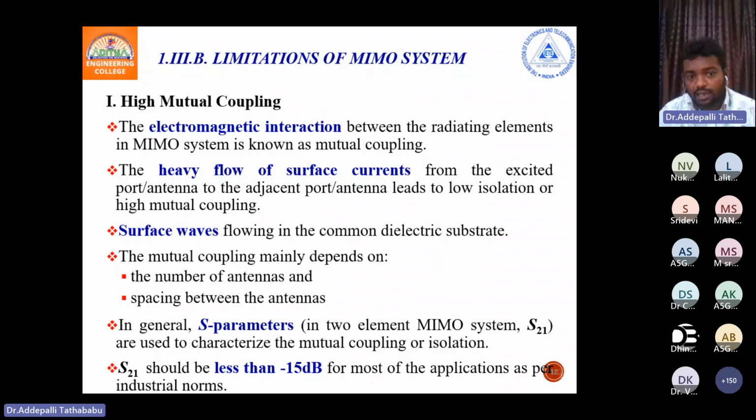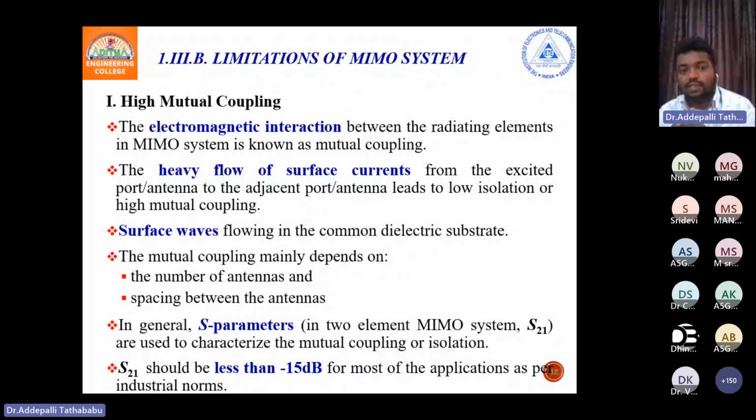That means in an array, the radiations should be combined so that the gain and the directivity will improve. But if we combine them here, it is a problem in the MIMO system. That's why these two should be isolated. That is the main difference between array antennas and MIMO antennas.